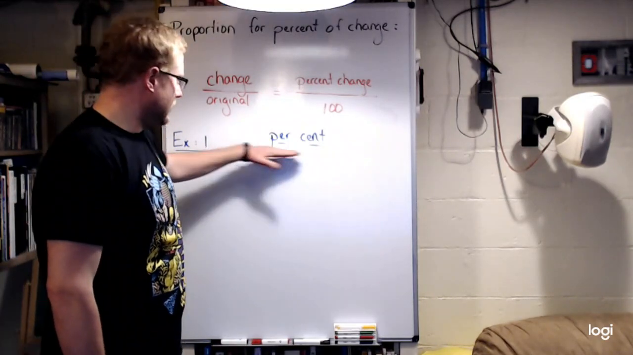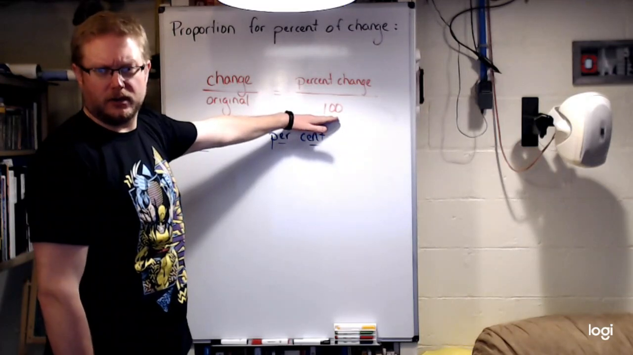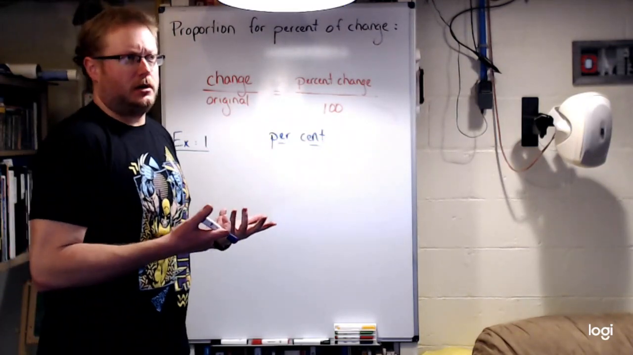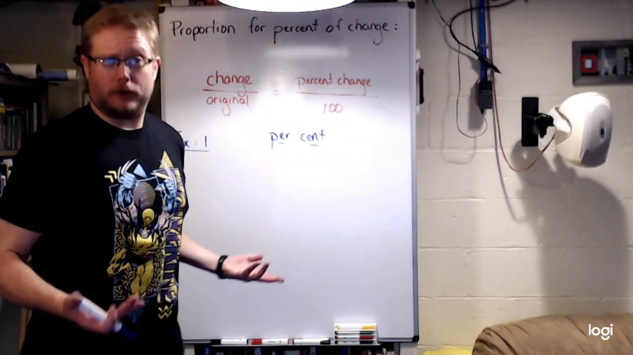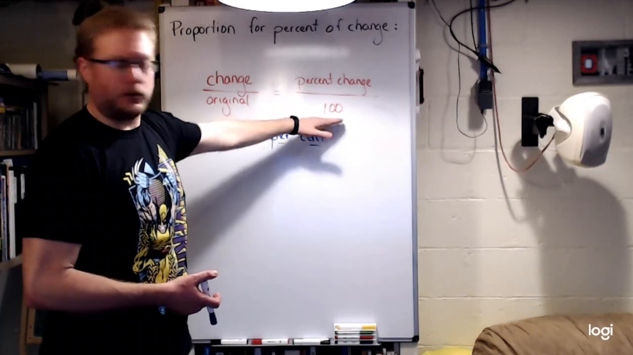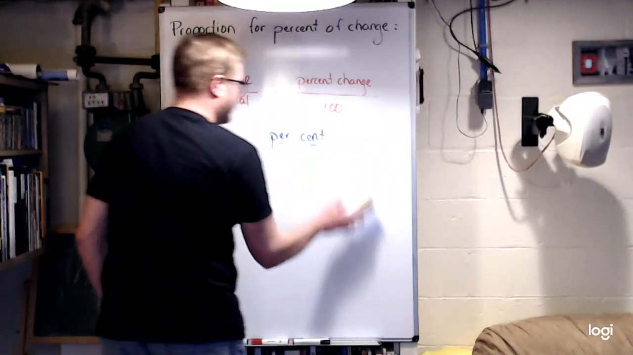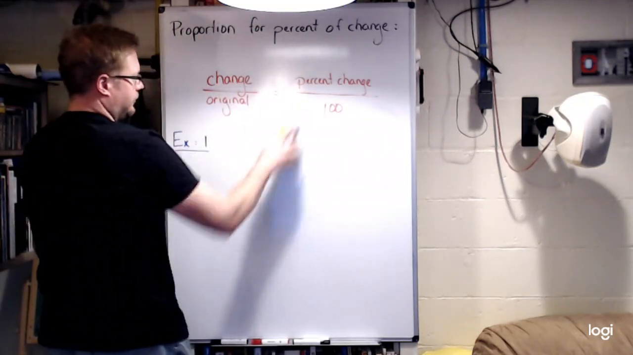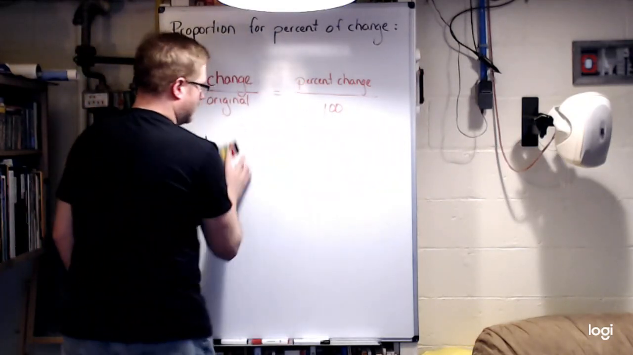So percent is always going to be considered out of 100. Even though we might have a percentage, the ultimate percent of change could be over 100, but we always base it off the number 100, okay? So just keep that in mind. This is the key, though, to these first few examples. So let's take a look.